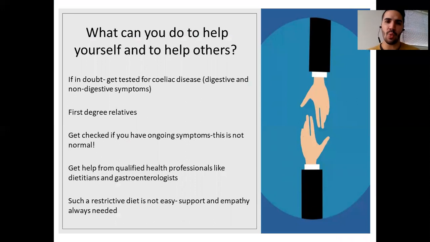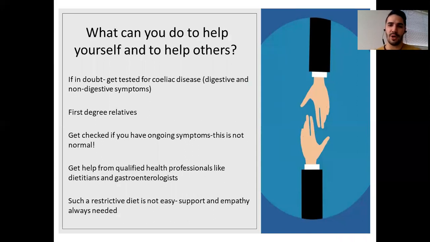So overall, what can you do to help yourself and to help others? I think if in doubt, it's so important to get tested for celiac disease. This needs to be ruled out to make sure that it's not causing your digestive and even non-digestive symptoms. We talked about things like neurological conditions, headaches, fatigue, even small symptoms like that, when people are bizarrely more fatigued than they should be, and it's just worth getting checked for celiac disease.